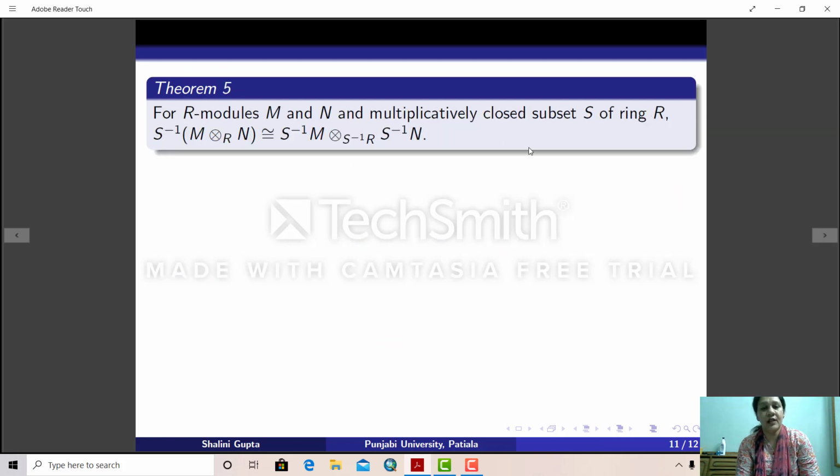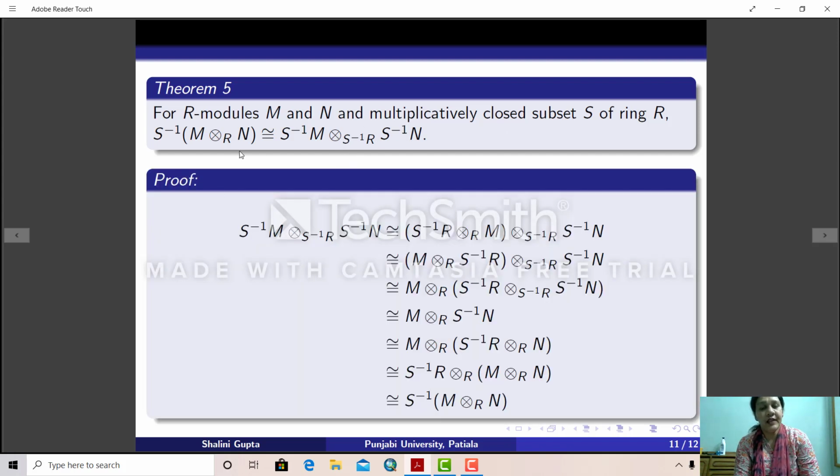Next, this result proves that S inverse commutes with the tensor product. That is, if M and N are R modules and S is a multiplicatively closed subset of ring R, then S inverse of M tensor N over R is isomorphic to S inverse M tensor S inverse N over S inverse R. Now, we consider the right hand side. S inverse M tensor S inverse N over S inverse R. Now, using the previous result, this is isomorphic to S inverse R tensor M over R.